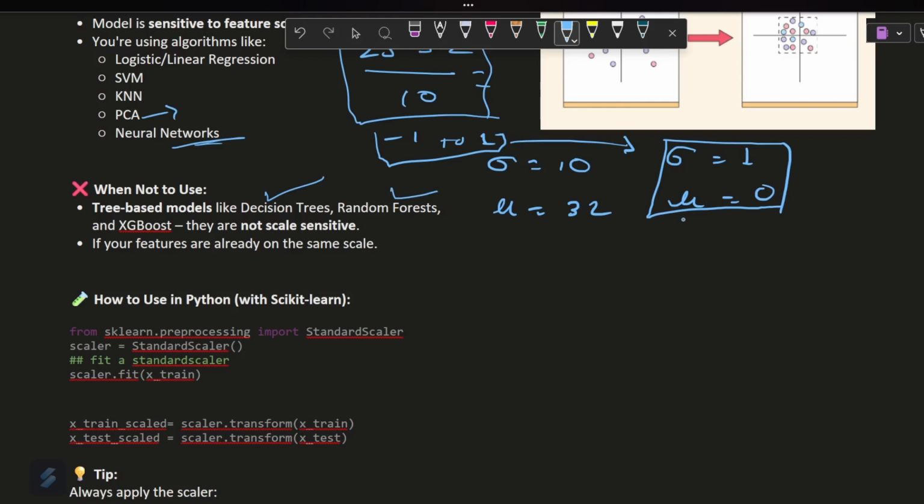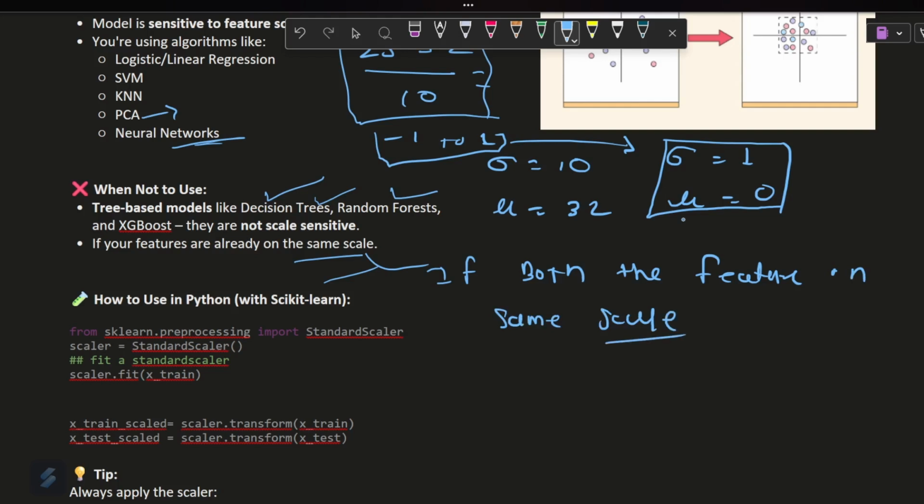We understand how all those machine learning algorithms work and what the concepts are. So if the features are already on the same scale, then in that particular case, we don't need to use the standard scaler.